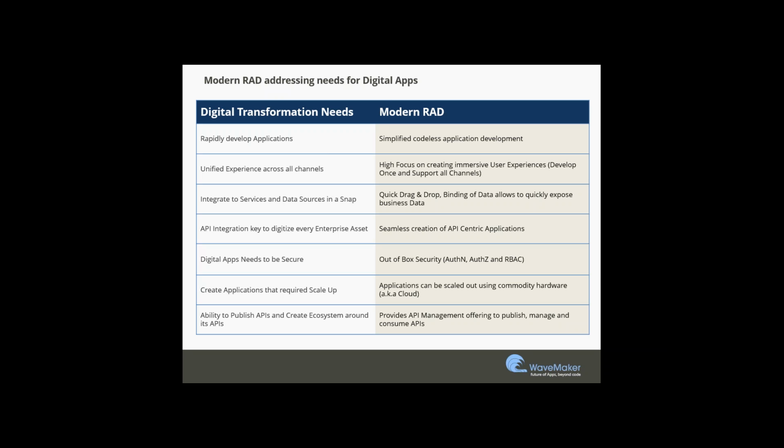Being able to quickly bind data and have data available and exposed as business data becomes a key aspect of a modern RAD platform. It's about creating seamless API-centric applications so that you can digitize every asset that is available within your enterprise. It provides out-of-the-box security from an authentication and authorization standpoint so that your digital apps are secure from the get-go. It's about making these apps available on the cloud infrastructure so that you can scale up and scale down your applications depending on the nature of your digital app. And finally, being able to provide an API management offering so that you can take APIs and publish them to your stakeholders, be it your partners or third-party developers. And that is where a modern RAD addresses the needs of this modern digital app infrastructure.